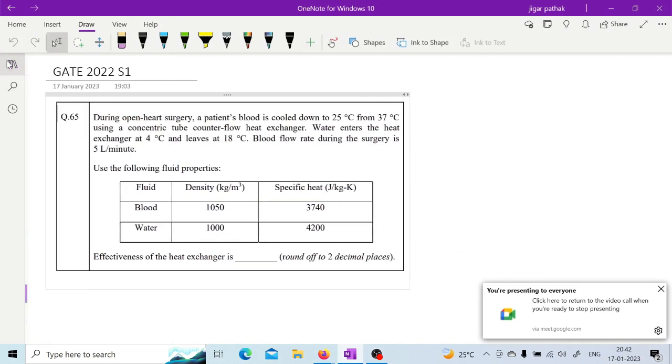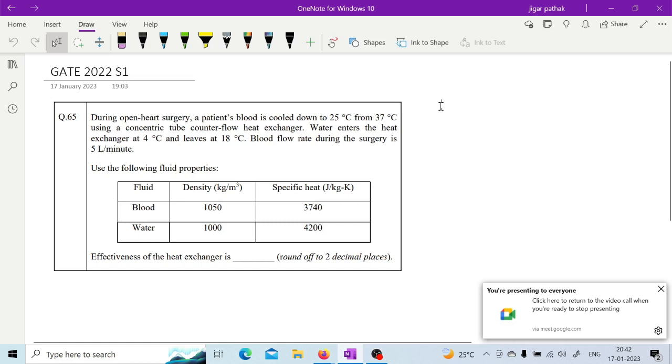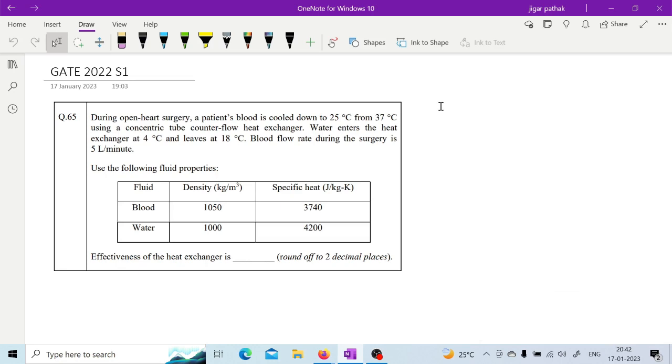Here, during open heart surgery, the patient's blood is cooled down to 25 degrees from 37 degrees using a concentric tube counter flow heat exchanger. Water enters the heat exchanger at 4 degrees and leaves at 18 degrees. Blood flow rate during the surgery is 5 liter per minute. Use the following data. Now find the effectiveness of the heat exchanger. Can you try this one?